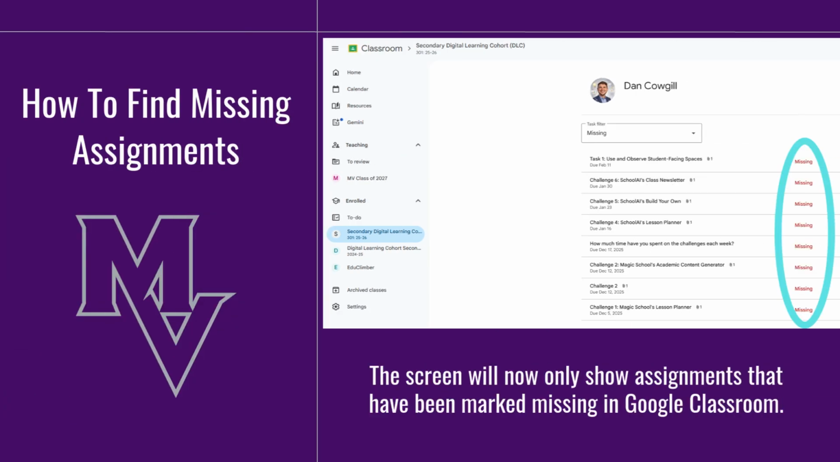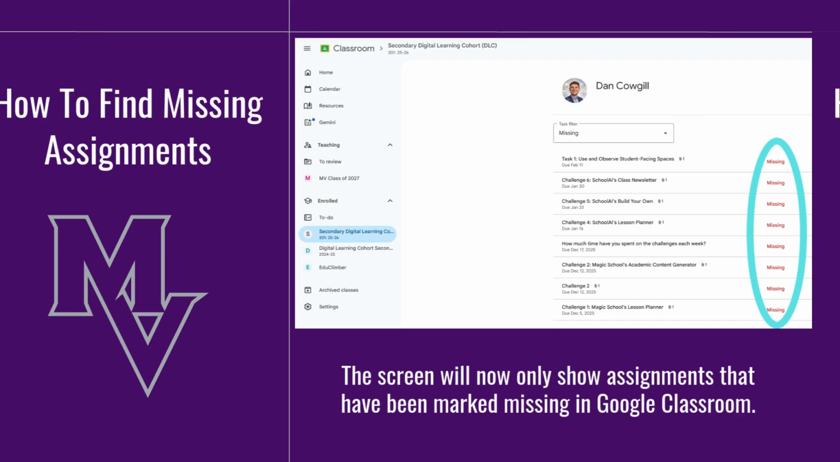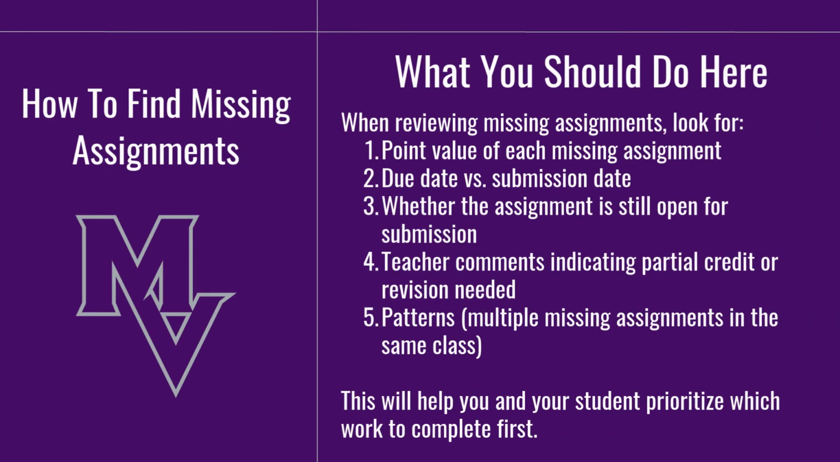The screen will now only show assignments that have been marked missing in Google Classroom. What should you do here? When reviewing missing assignments, look for point value of each missing assignment, due date versus submission date, whether the assignment is still open for submission, teacher comments including partial credit or revision needed, patterns, multiple missing assignments in the same class. This will help you and your student prioritize which work to complete first.